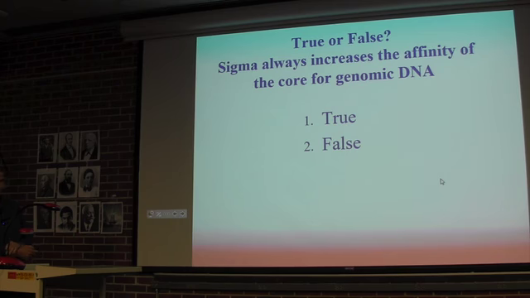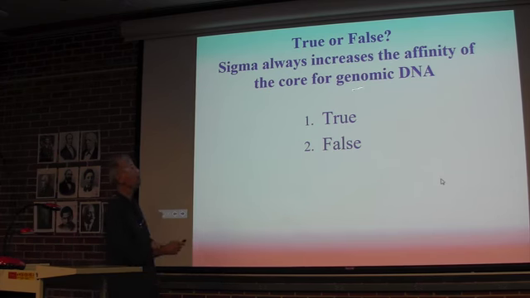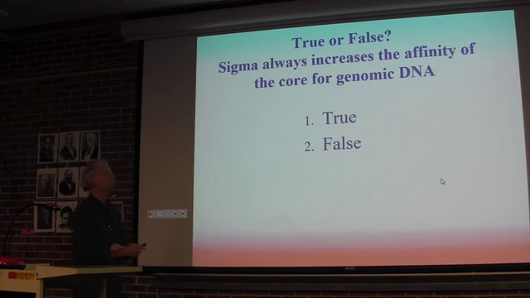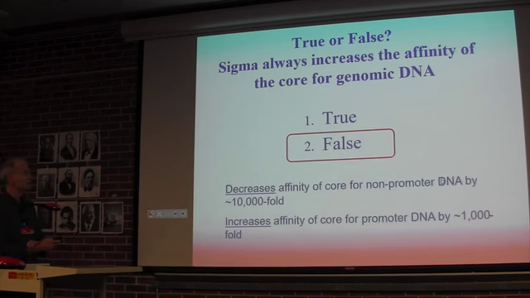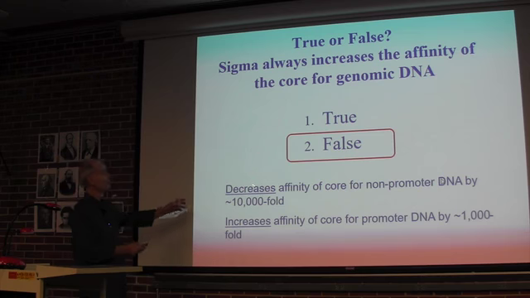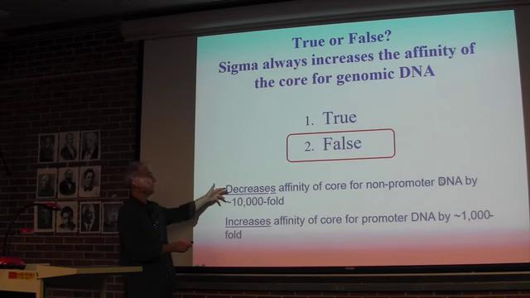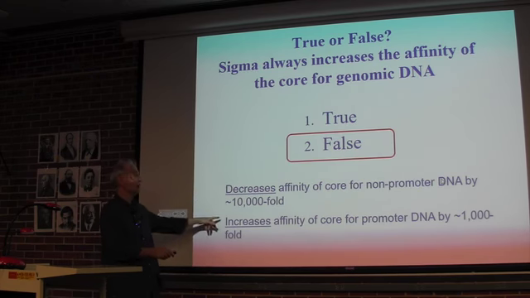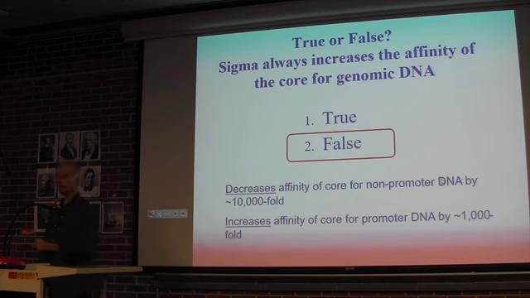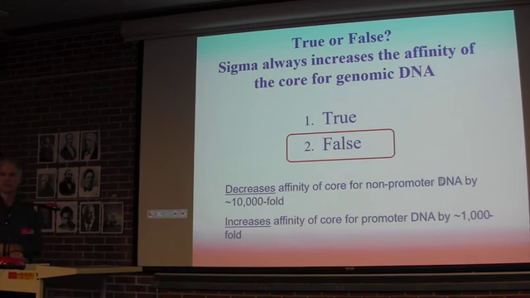True or false? Sigma always increases affinity to the core for genomic DNA. I don't like "always." That means promoter and non-promoter. Got to be false, right? Because if you're non-promoter DNA, it decreases it. But if you are an actual promoter, you'll find the affinity is increased by 1,000-fold. So it does both depending on the sequence of the DNA.